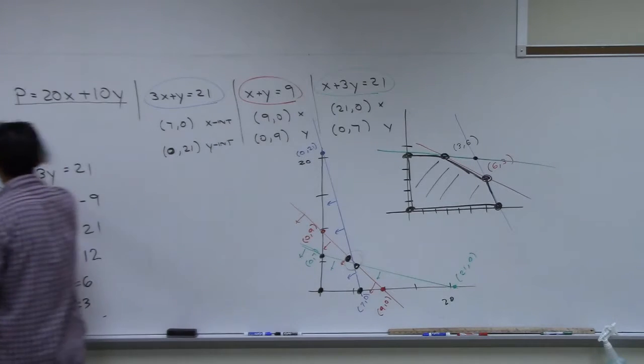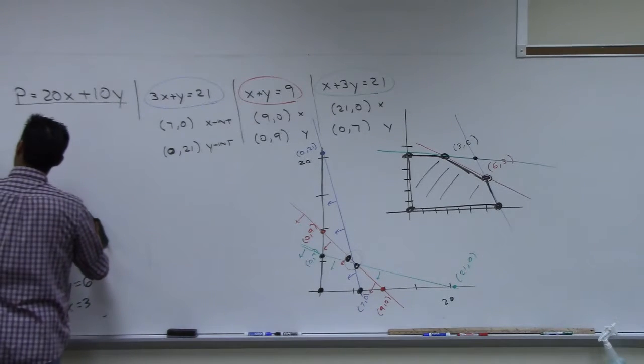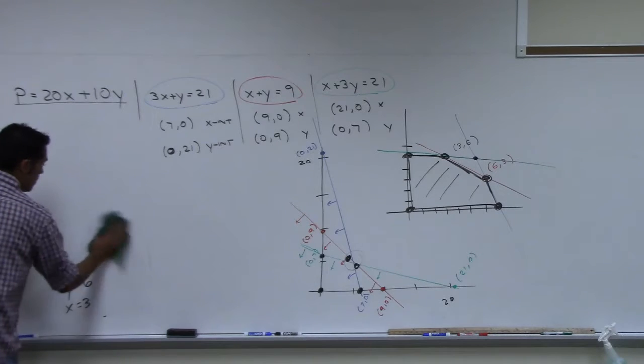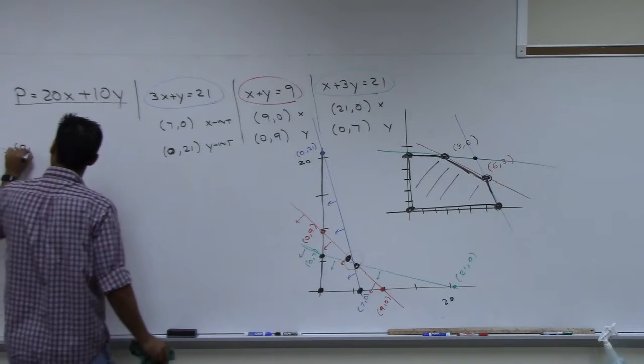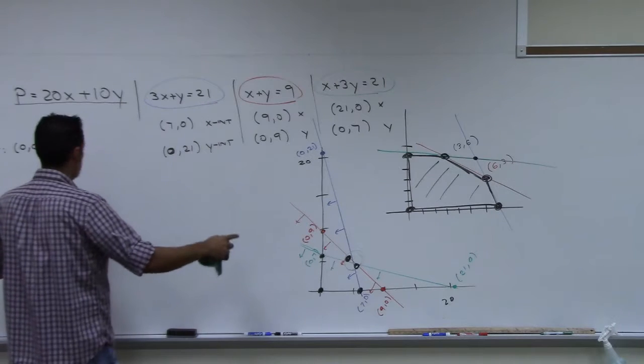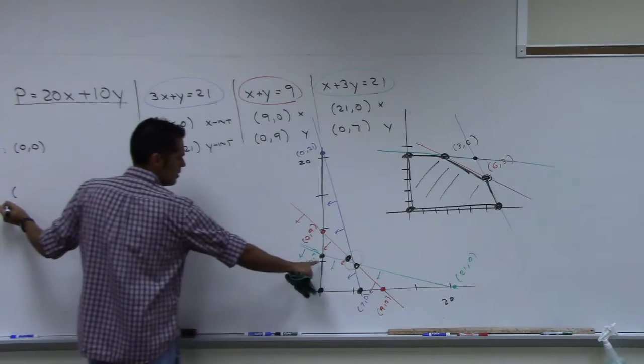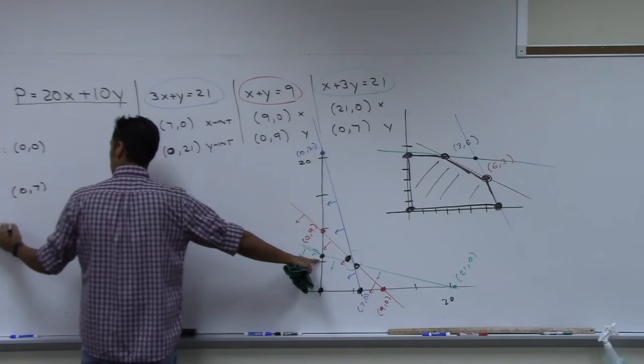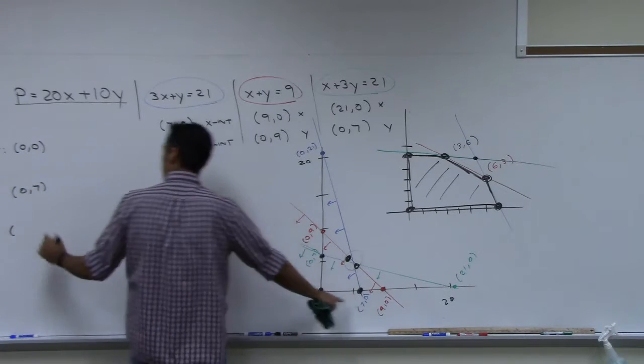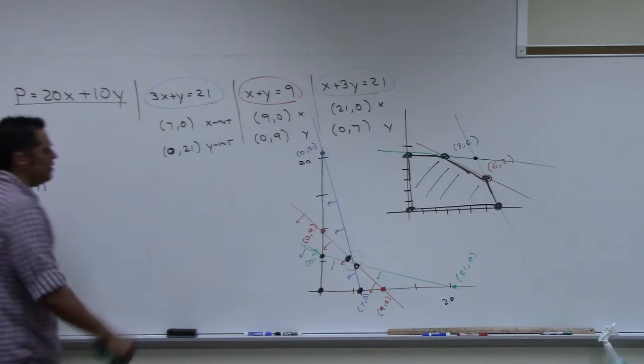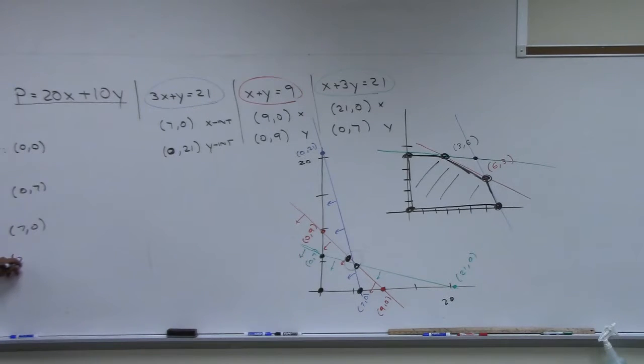So let's list out the 5 points we're going to test. We're going to test 0, 0. We're going to test 0, this one right here, 0, 7. This one down here, 7, 0. And then those 2 points that we just got that were 3, 6 and 6, 3. And we're testing those into this. So for x and y, for x, y, x, y, x, y, x, y.